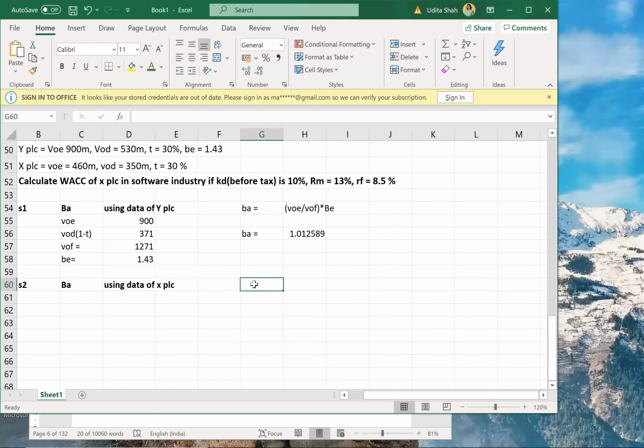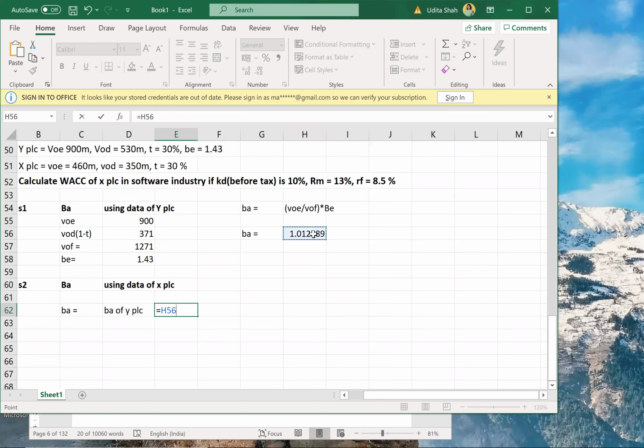But now guys, pay attention. Like I said before, beta of asset remains same irrespective of the company. So beta of asset here, we already know. It will be the same as beta of Y PLC, because beta of the entire industry remains same. So 1.012 will be the beta of asset of Y PLC, and that will be the same as beta of asset of X PLC.